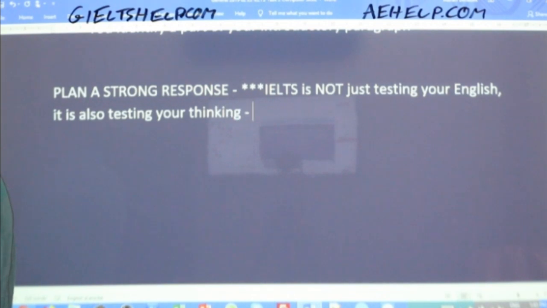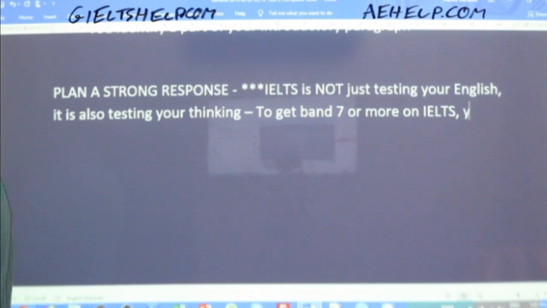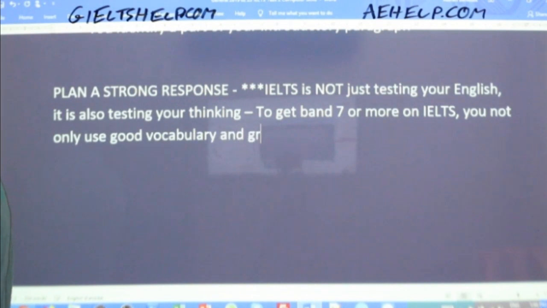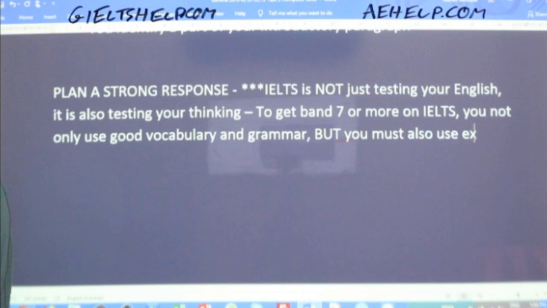Okay, what I mean by that is to get band 7 or more on IELTS, you must not only use good vocabulary and grammar, but you must also use excellent logic and information.